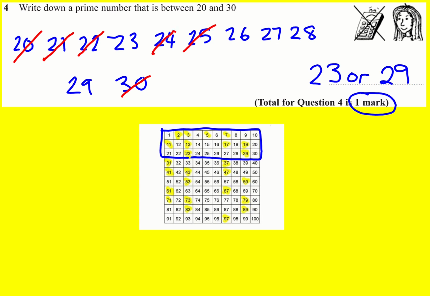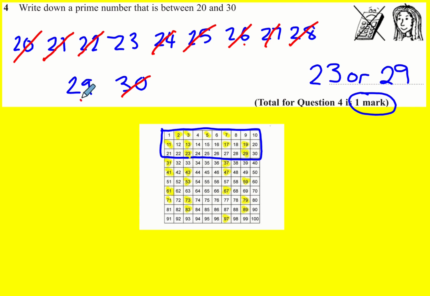That's definitely not prime. 26, well, it doesn't come up in many times tables, but it is in the 2 times table because obviously the last digit is divisible by 2. It's an even number, so it's definitely got a factor of 2. It's definitely not prime either. 27 is in the 9 and the 3 times table. 28 is in the 4 and the 7 times table.